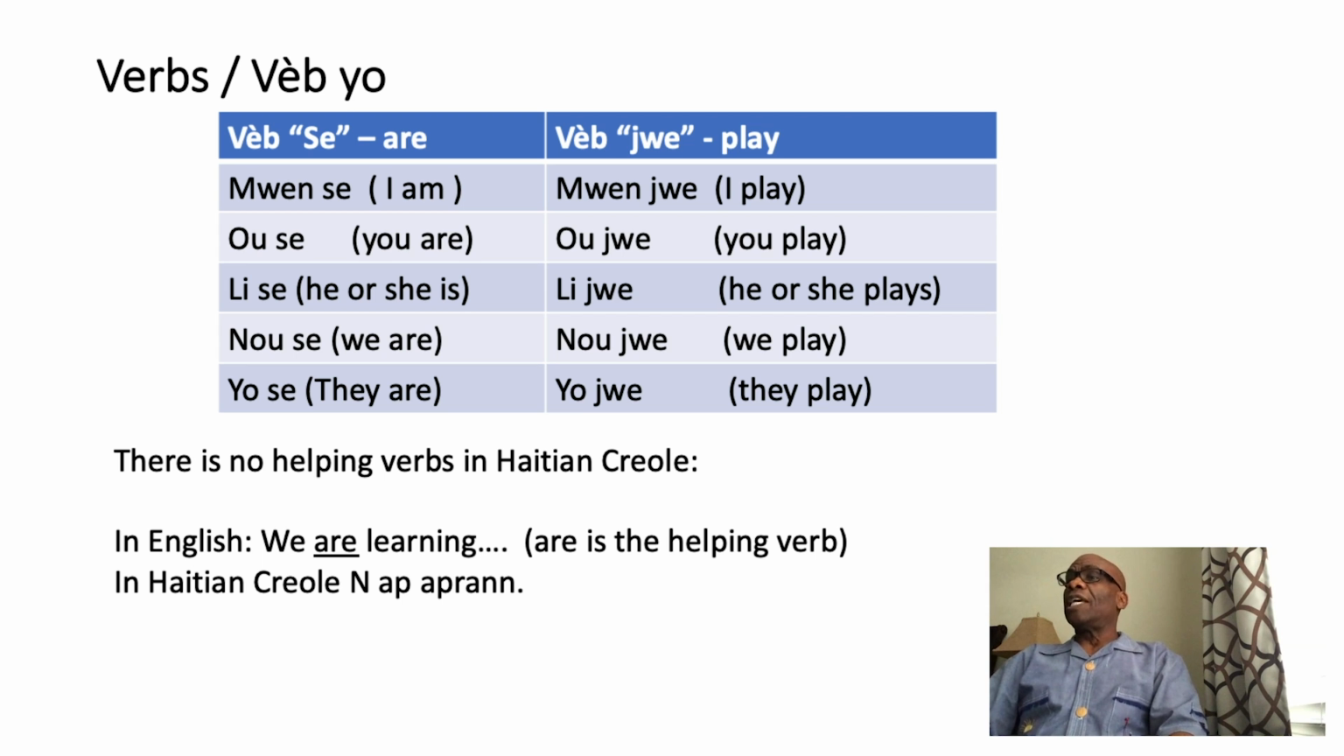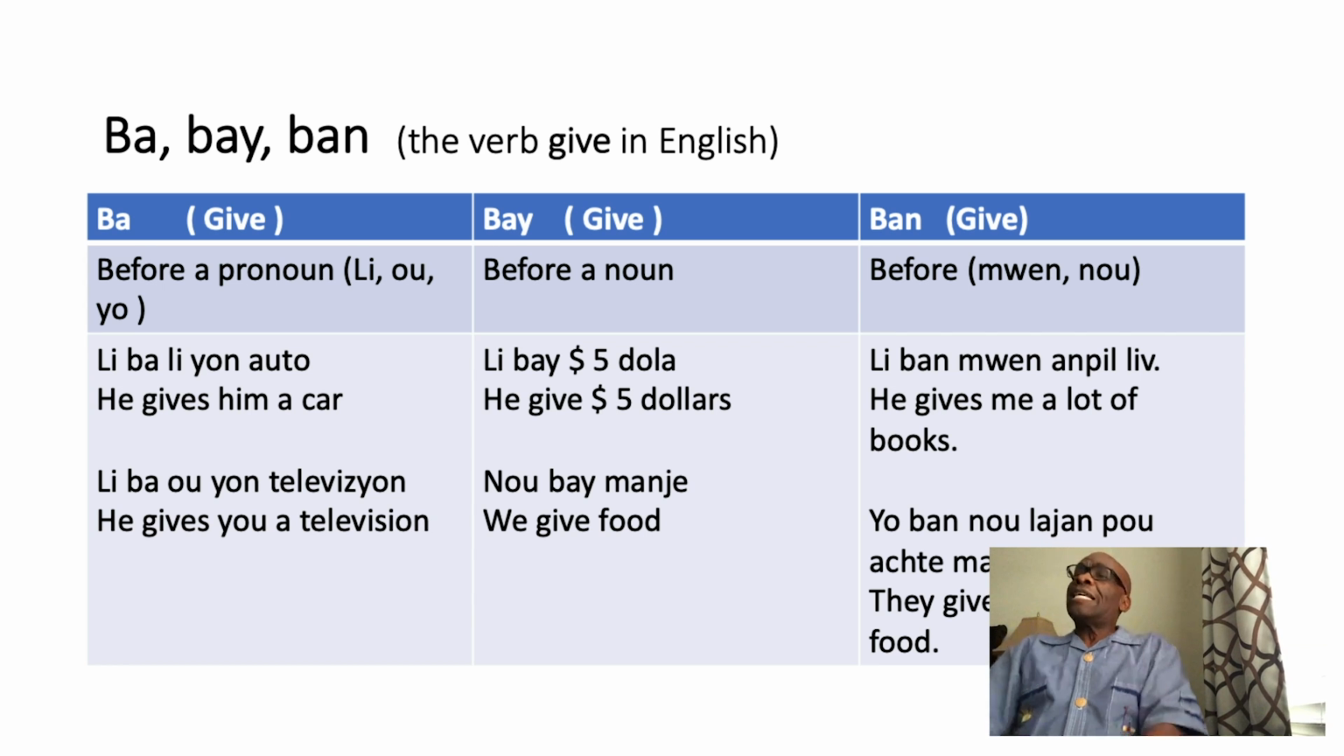In Haitian Creole, there are no helping verbs like we have in English. Like in English, we say, we are learning. Are is the helping verb. In Haitian Creole, nap apprend. Apprend is the verb, learning, but there is no verb are. Nap apprend. Now let's go to the next slide.